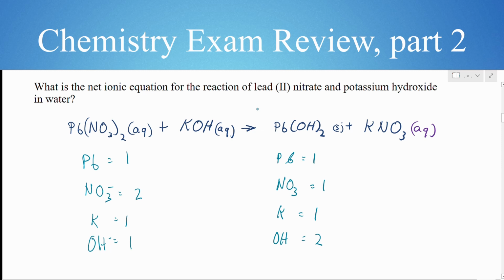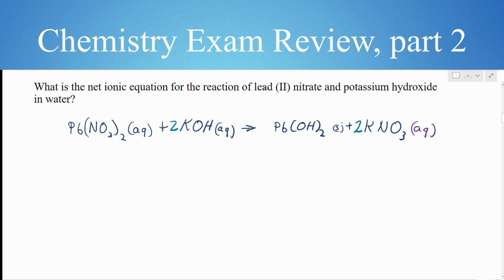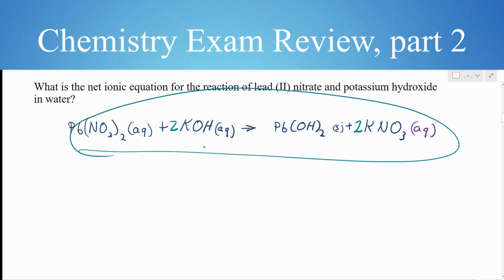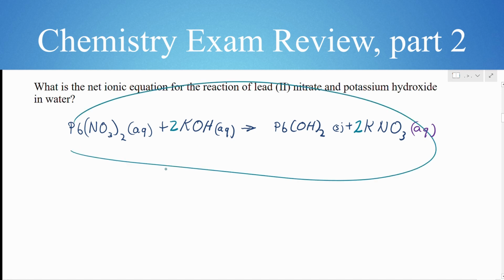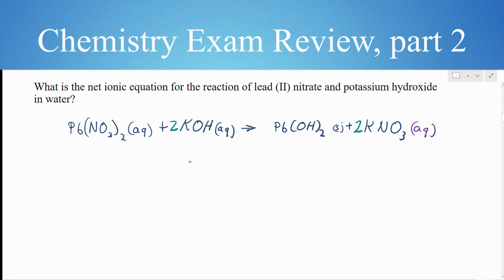In order to balance the hydroxide, we can just put a 2 right here, which means that we'll have 2 potassiums and 2 hydroxides. Next, we can put 2 right here to make 2 potassiums and 2 nitrates. Now our equation is balanced. Currently this is called the molecular equation, and next our job is to find the complete ionic equation.